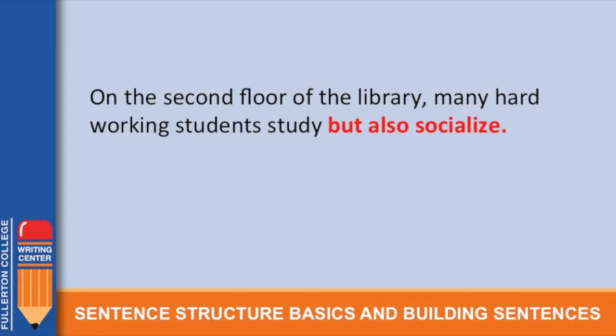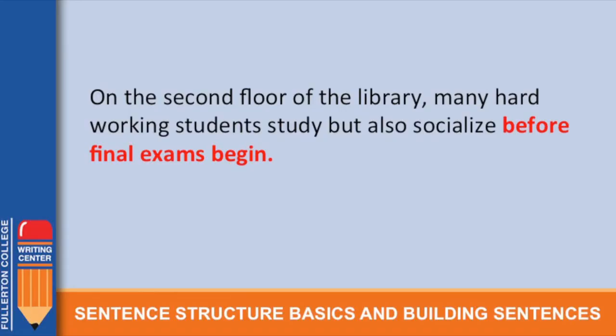Optionally, remove the second subject if it's the same as the one in the first sentence. On the second floor of the library, many hardworking students study, but also socialize. Finally, use a subordinating conjunction to connect a second sentence and show its relationship to the first. On the second floor of the library, many hardworking students study, but also socialize before final exams begin. Compare your sentence to this one. Were you able to write a sentence that has all the parts that we've discussed?